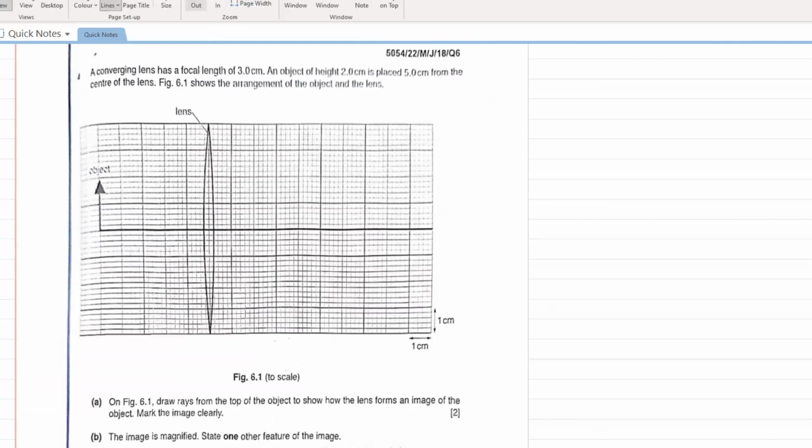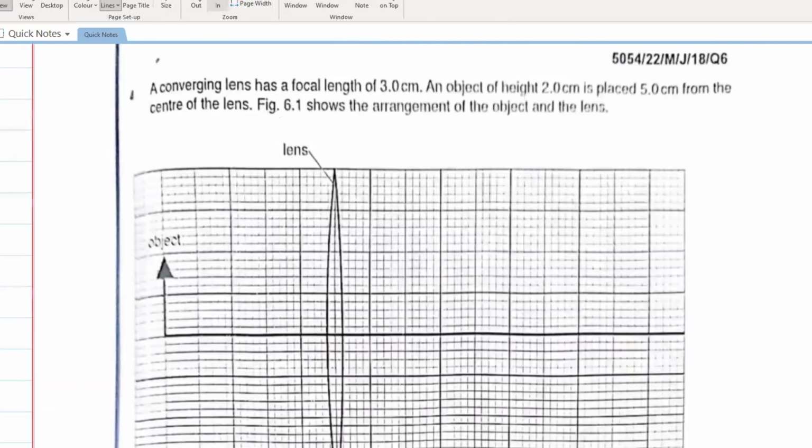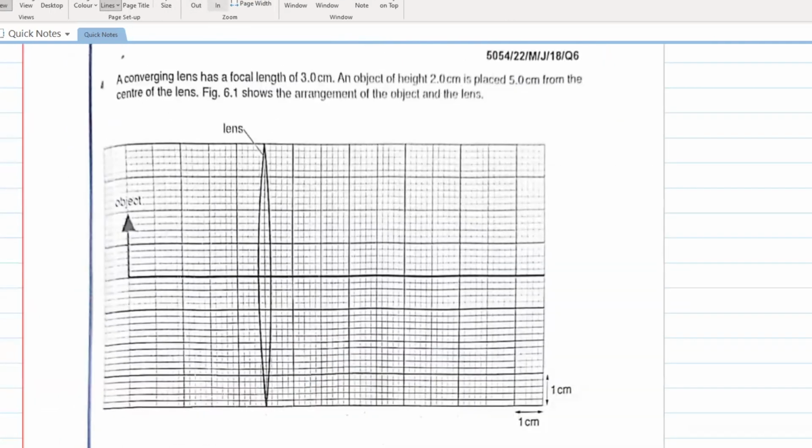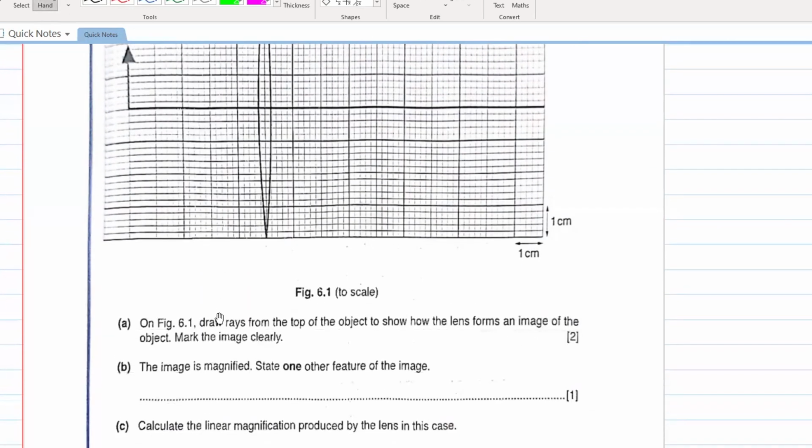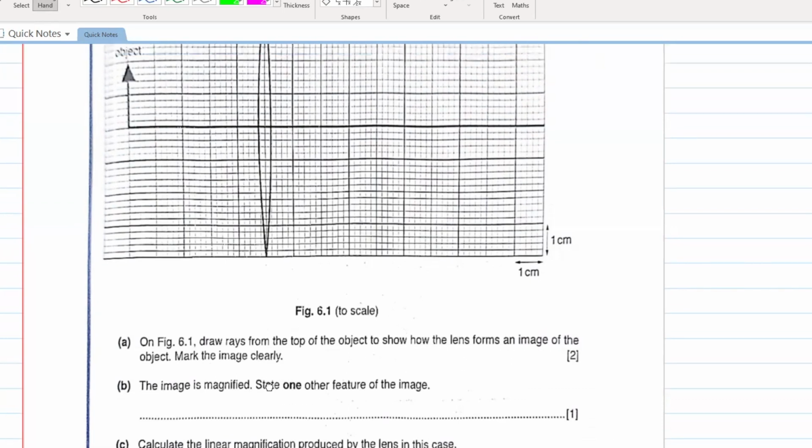Let's see this. A converging lens has a focal length of 3 centimeters. An object with a height of 2 centimeter is placed 5 centimeters from the center of the lens. Figure 6.1 shows the arrangement of the object and the lens. On figure 6.1, draw rays from the top of the object to show how the lens forms an image of the object. Mark the image clearly.